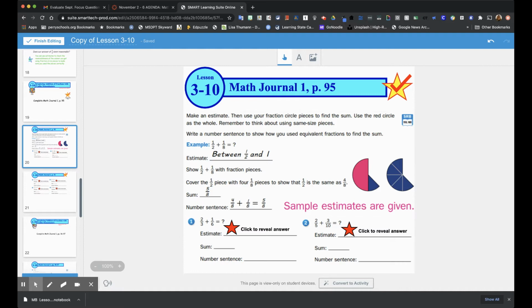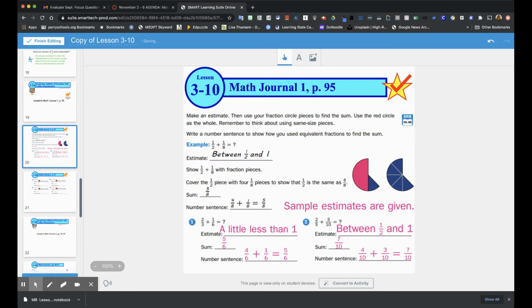Using the practice that we did, using those fraction circle pieces, I want you to solve number 1 and 2. 2/3 plus 1/6 equals what? Do an estimate, create a sum, create a number sentence using those fraction circle pieces. Number 2 is 2/5 plus 3/10. Same work. Pause your video now, complete that, and come back and check.